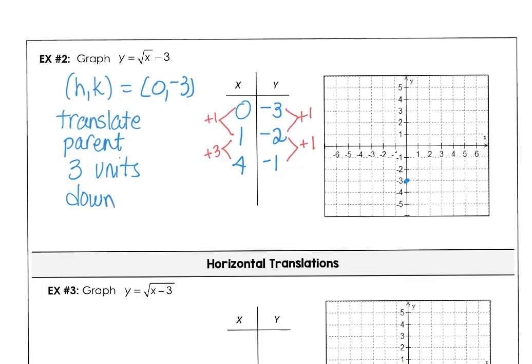So 0, -3, and then 1 up, 1 right, then 1 up and 3 right, and we're out of graph paper with 0, -3 as our HK value.